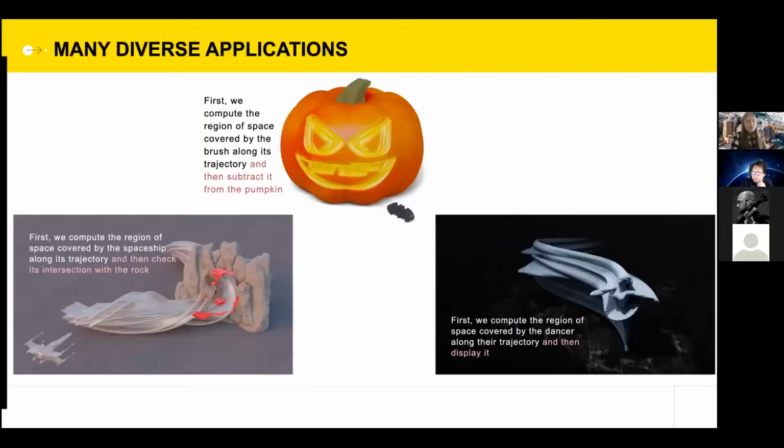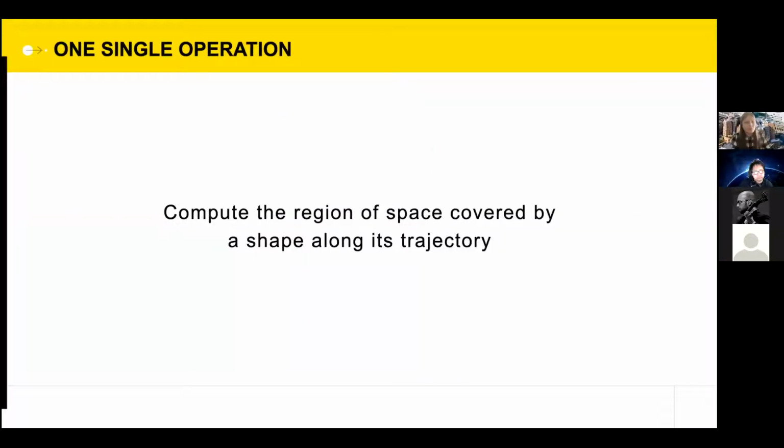These are three very different applications, very different settings, one that's inspired by robotics and path planning for the spaceship, one that's inspired by sculpting or 3D modeling in the pumpkin example, and another one that's just inspired by some cinematographic application like the long exposure image. So these are all three very different applications, but they all have one thing in common, which is that to carry them out, at some point, we must compute the region of space covered by a shape along its trajectory.